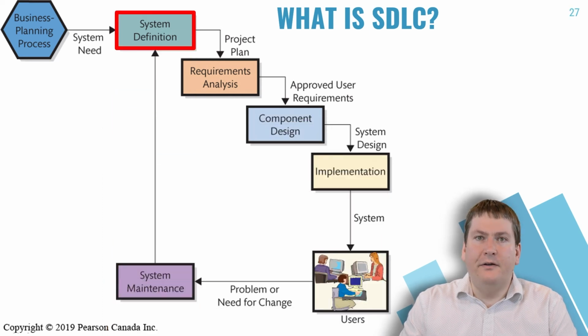And this is where the cycle comes in. Once issues are identified or new features are requested, the life cycle starts again with the system definition phase, which defines the scope for the new features and fixes. This cycle continues over and over again for the life of the system until it's eventually decommissioned or totally replaced.